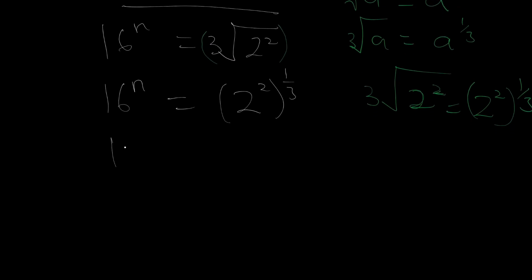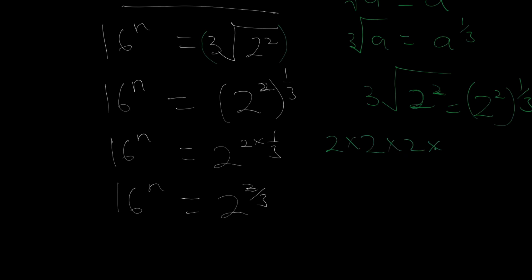This can be written as 16 raised to the power n is equal to 2 raised to the power 2 times 1 over 3. We have 16^n is equal to 2 raised to the power 2 over 3. Now we express 16 in base 2. So 16 in base 2 is 2 raised to the power 4, because 2 times 2 times 2 times 2: 2 times 2 is 4, times 2 is 8, times 2 is 16.